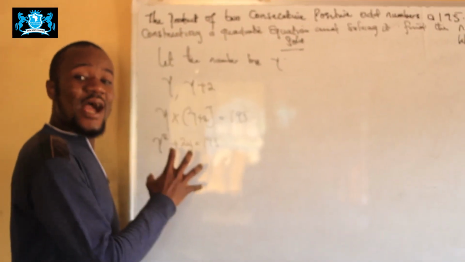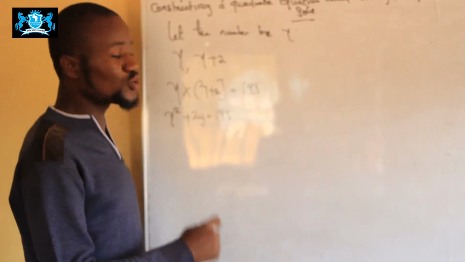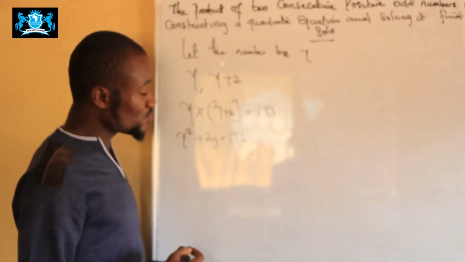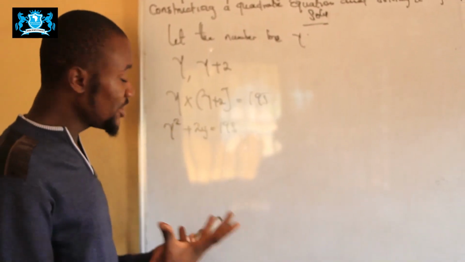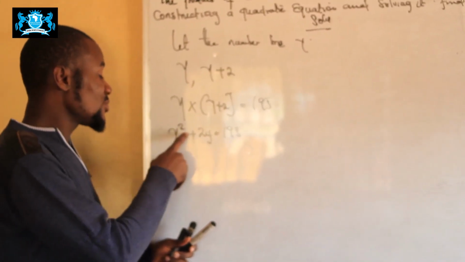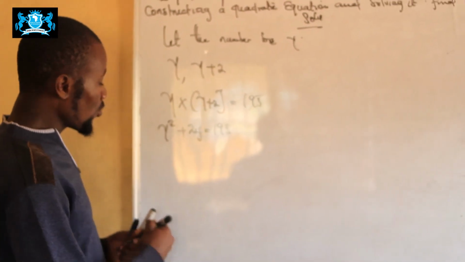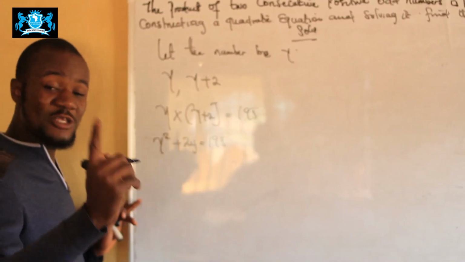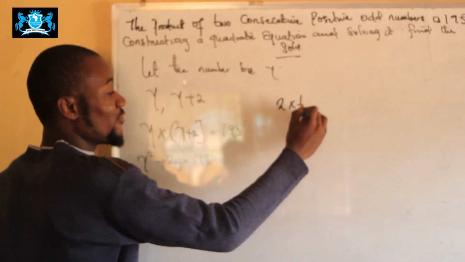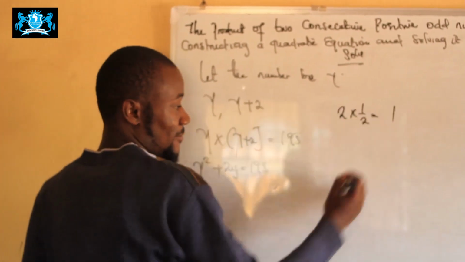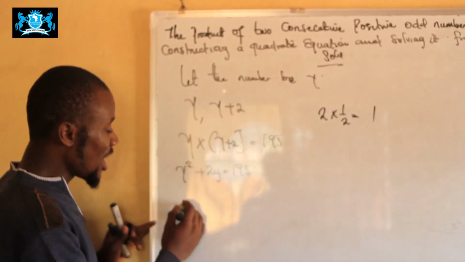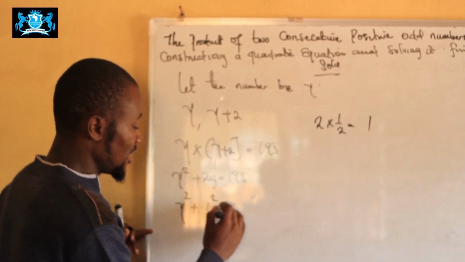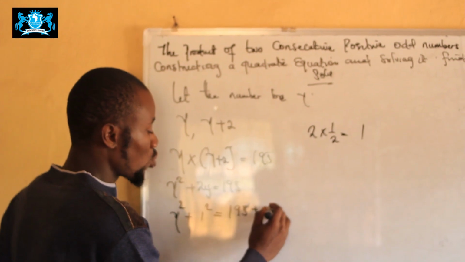Now we are going to apply our knowledge of completing the square to solve this. We try to make the coefficient of y squared unity, and it's already 1. Then we go to y. The coefficient of y is 2. Multiply it by half, 2 times half gives 1. Square the 1 on both sides. So you have y squared plus 2y plus 1 squared equals 195 plus 1 squared.